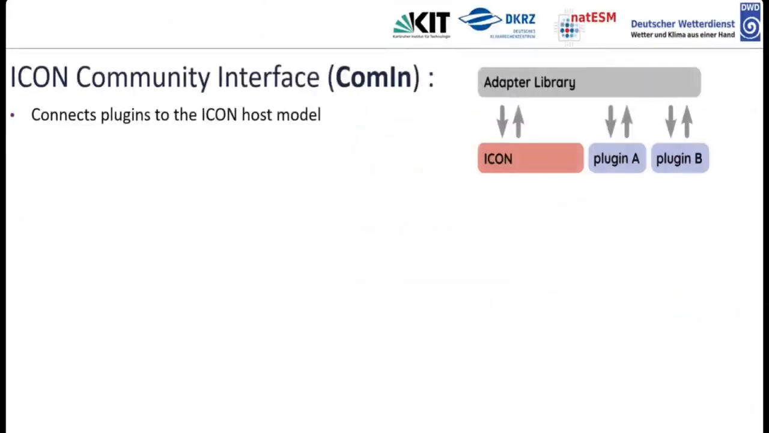An alternative approach is to not implement the features directly into the ICON source code, but to write a plugin for ICON and run your plugins with ICON as a host model. And this is what the ICON Community Interface, or ComIn, is doing. So ComIn connects the plugins, the third-party modules, to ICON as a host model.